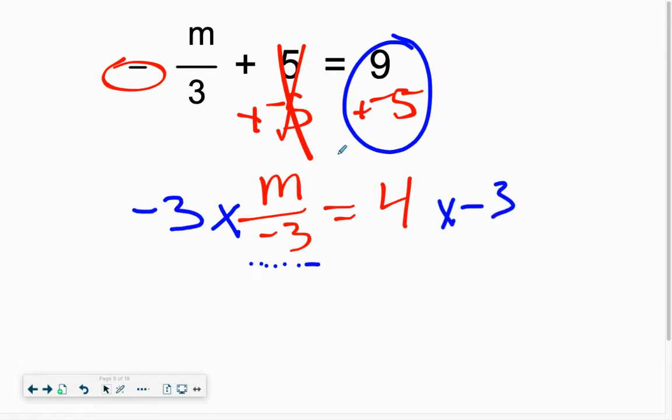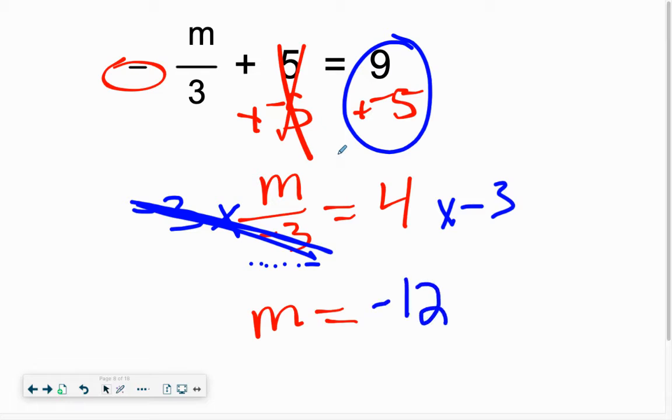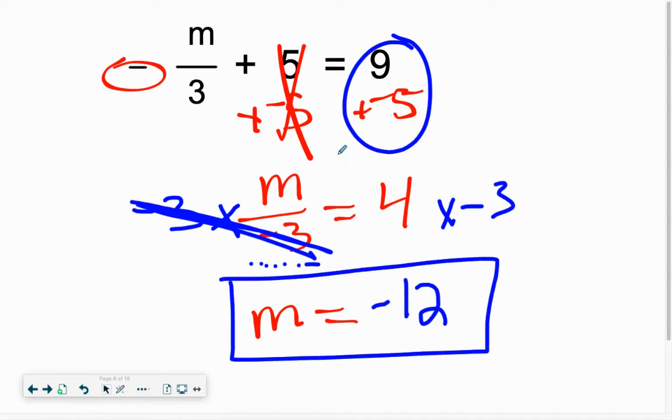Like we covered in the previous lesson. These 3's cancel. That's our whole goal. We're left with M on the left side equals a negative 12. You could check it. You could plug it on in and see what you get. Mental math. You could use a calculator. You could write it on out. But negative 12, there's your answer.